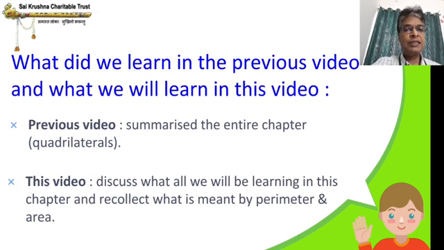So we will first discuss what all we will be learning in this chapter and recollect what is meant by perimeter and area. Before we start understanding what is Heron's formula, we will do a couple of 2 or 3 parts about whatever we have learnt earlier and also some basics. Then we will move on to Heron's formula.